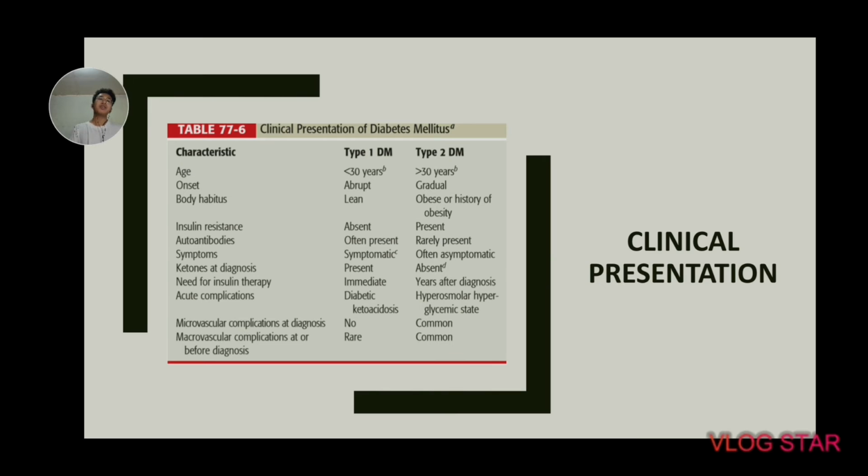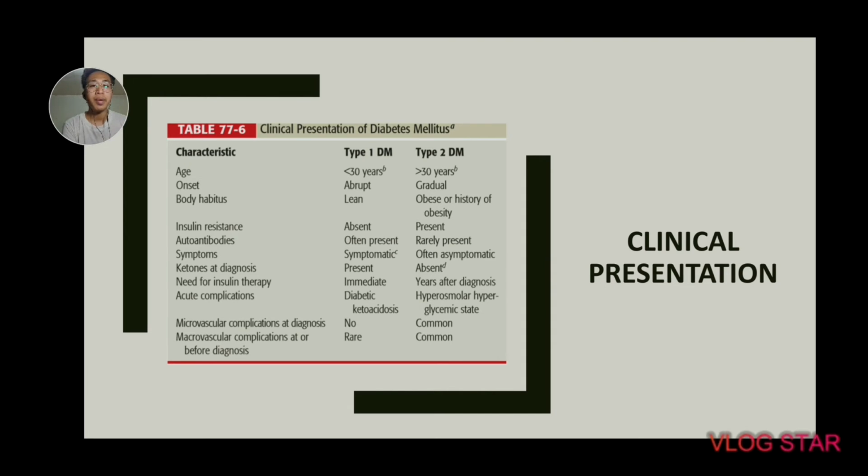Next is the clinical presentation. So in this table to the left, the clinical presentation of diabetes mellitus. I'm going to be running down for type 1 diabetes only. So for the age, it occurs in less than 30 years. Onset is abrupt, like we said earlier.